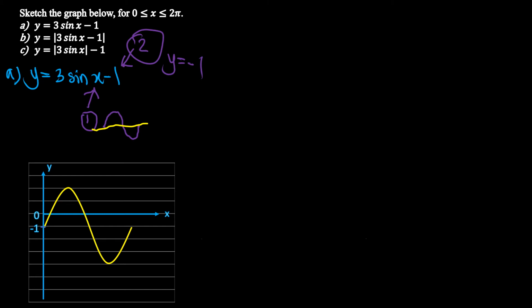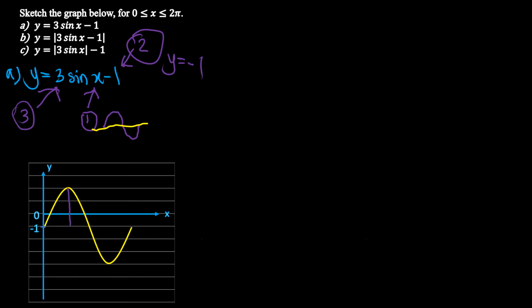And then the third step. The third step will look at the amplitude of your sine graph. This number 3 is the amplitude of your sine graph. So what is your amplitude? Amplitude means from the maximum point to the balance line. So this is your amplitude.